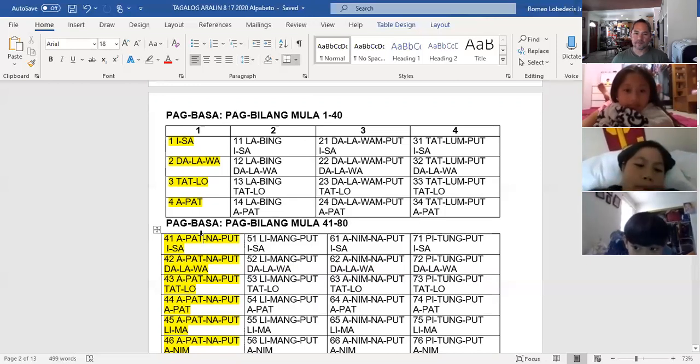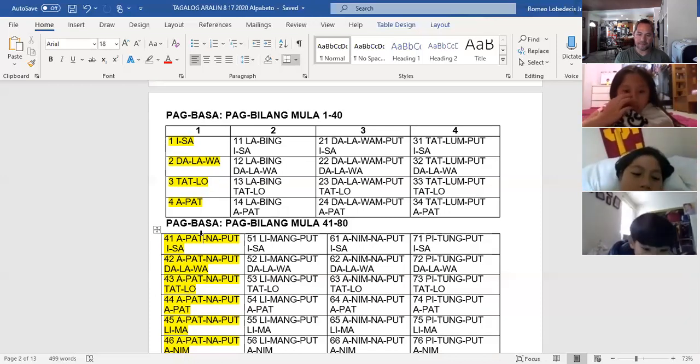How about column number 1, number 41? Apat na po isa. Apat na po dalawa. Apat na po tatlo. Apat na po lima. I can't see it. Apat na po anim. Okay.